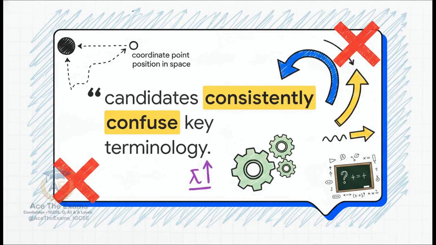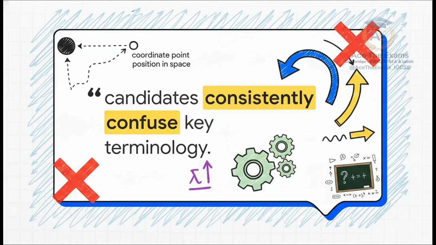Move into challenge 2, find the flaw. I want you to read this massive warning straight from the principal examiner report. Quote, "Candidates consistently confuse key terminology in cause/effect in vectors. Always define terms before using them." End quote. So what does this actually mean in practice for you?